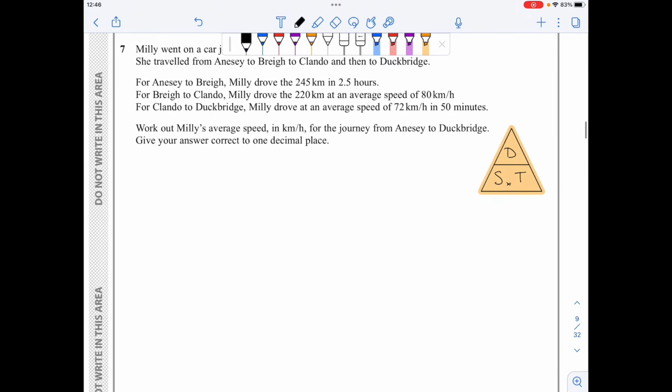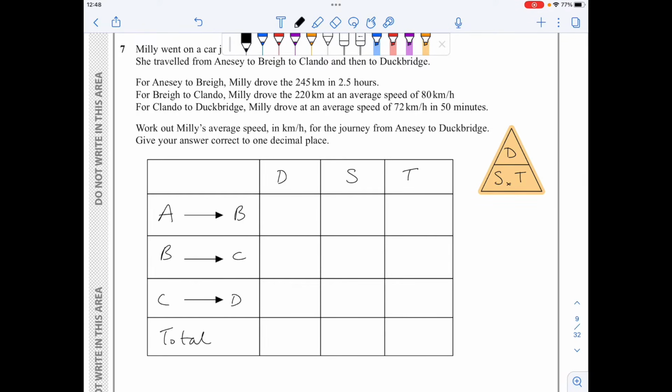To make my workings more presentable, I will create a table. So for A to B, the distance is 245 and the time is 2.5 hours. For B to C, the distance is 220 kilometers and the speed is 80. Now you can use distance over speed to find the time. So the time is 220 over 80, that's 2.75.